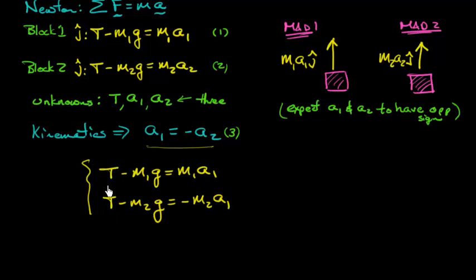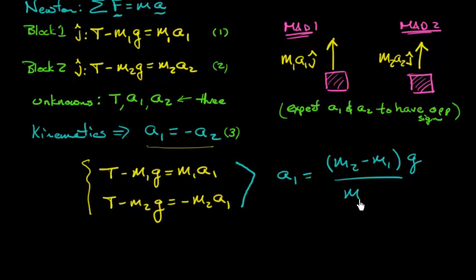Now getting back to my equations here, as I said, I had two equations and two unknowns, T and a1. I can solve these equations simultaneously. I can do some sort of substitution or elimination of the unwanted variable, T, and I'd be able to solve for the acceleration that I'm interested in. So rather than bore you with those details, they're pretty straightforward manipulations. In the end, what you get is a1 is equal to m2 minus m1, all times gravitational acceleration, divided by m2 plus m1.